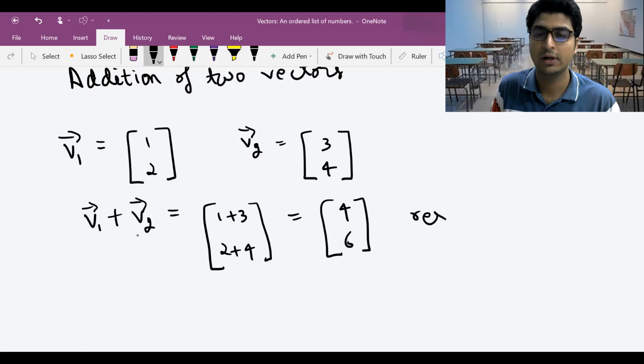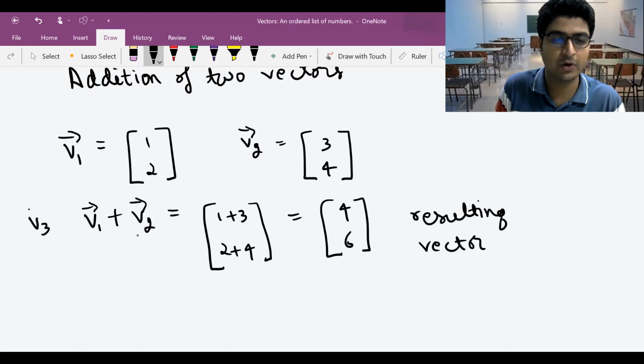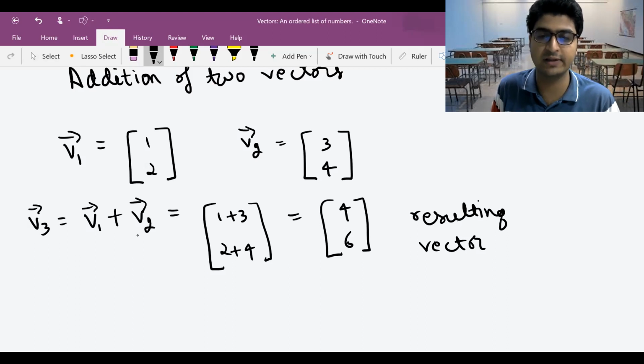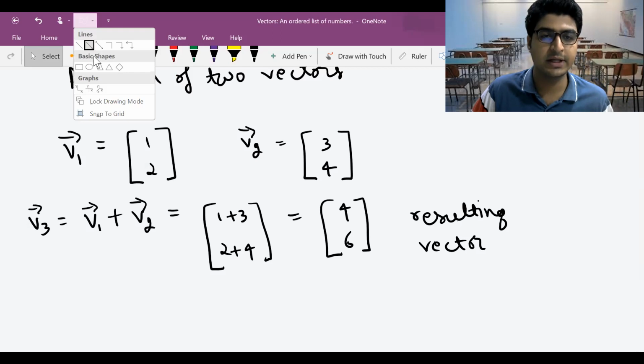This is your resulting vector. Let me call it V3. Okay, this is vector 3. It is the sum of the two vectors. And this is the resulting vector 3. All right, so let's quickly see this in the graphs.